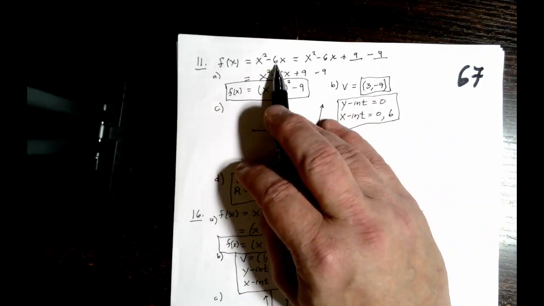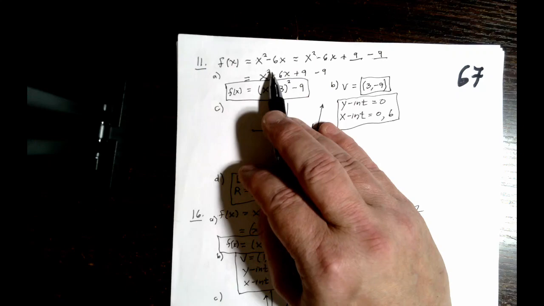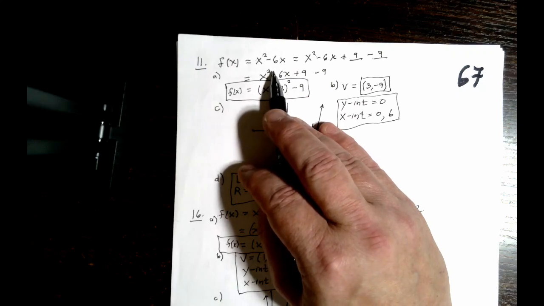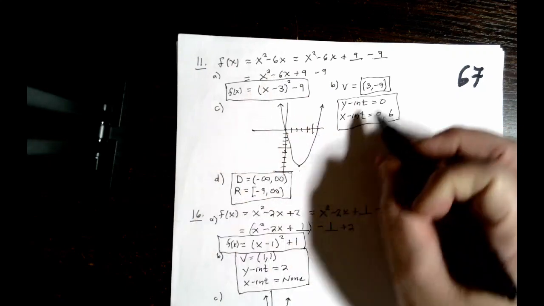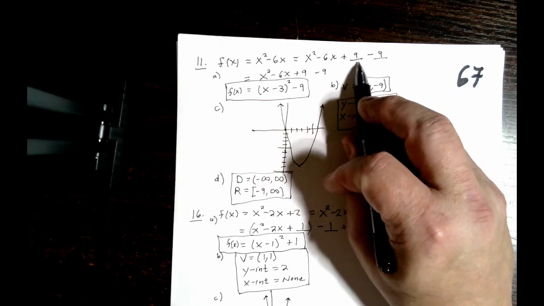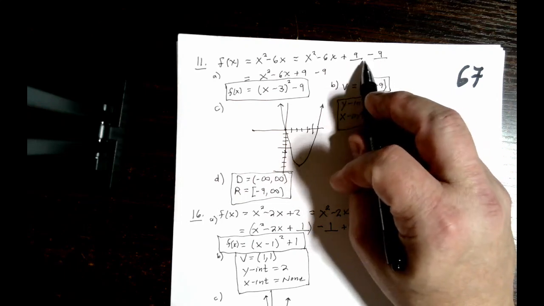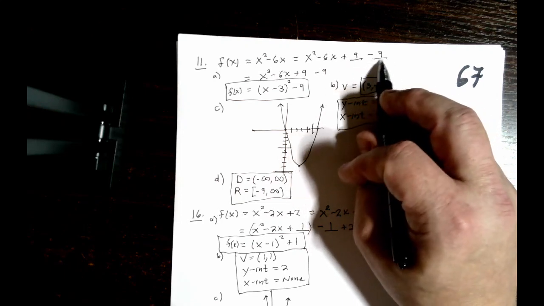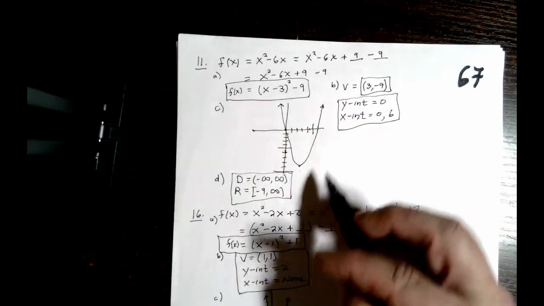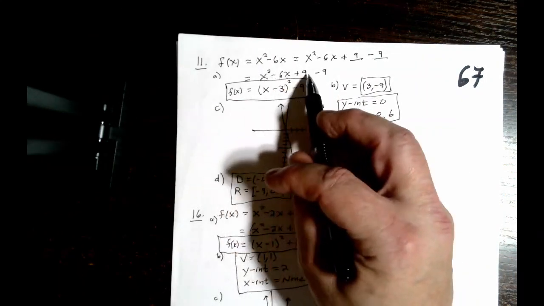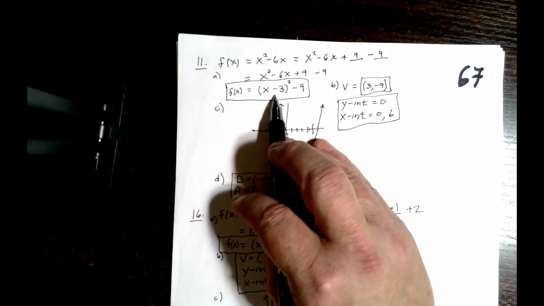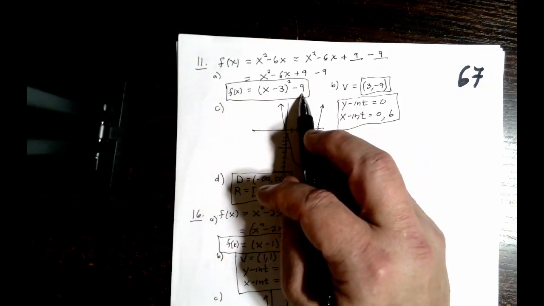Alright, so you take your b, negative 6, divide it by 2, negative 3, and then square it. Negative 3 times negative 3 is positive 9. So positive 9 and negative 9. I put a blank out there, 2 blanks, because I know I'm going to fill in these two numbers that are opposites. Alright, so now these first 3 numbers will always factor, and the last one you'll always leave alone.